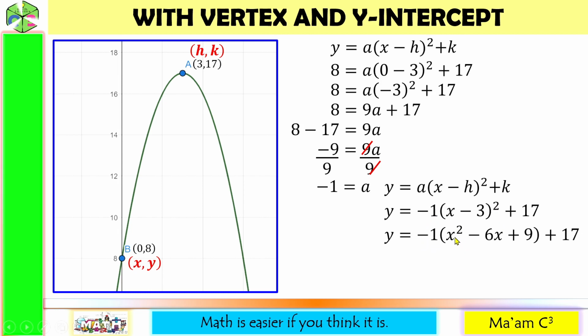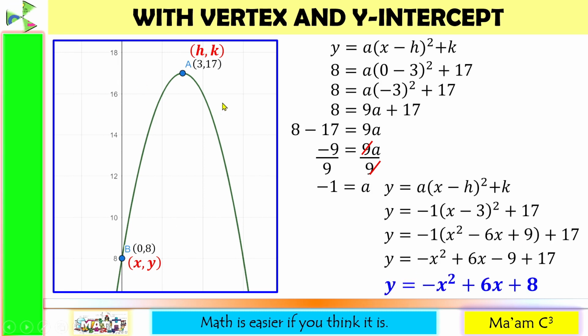Negative 1 times x squared is negative x squared. Negative times negative 6x is positive 6x. Negative times 9 is negative 9. Copy plus 17. Negative 9 plus 17 is equal to positive 8. This is now the equation of the parabola that passes through the vertex 3, 17 and passes through the y-intercept 0, 8.